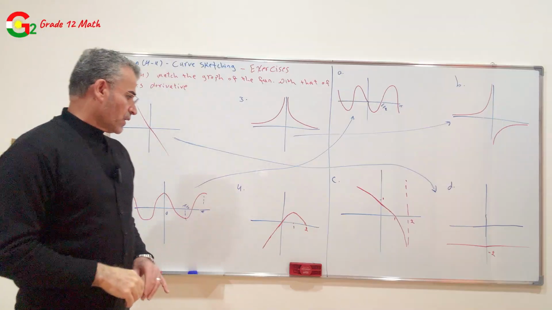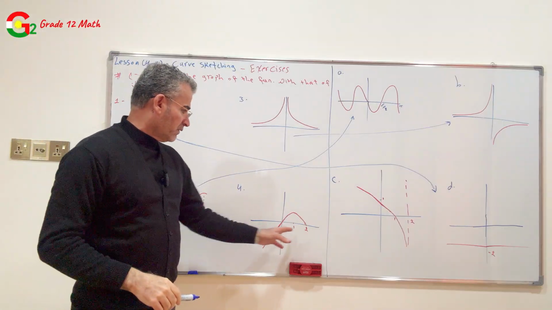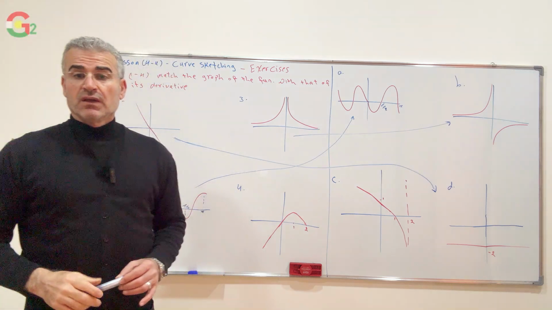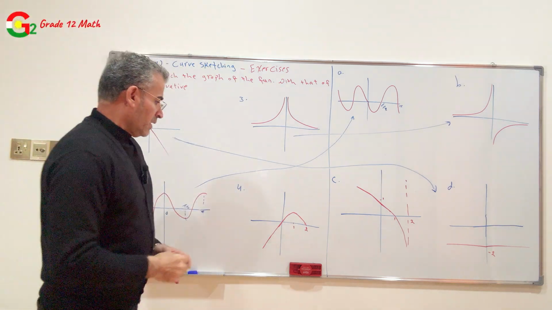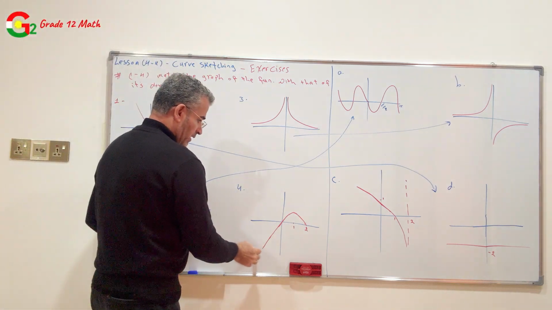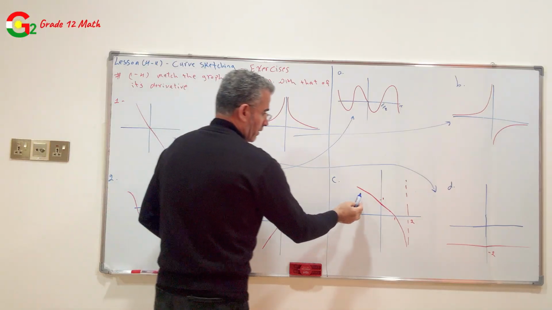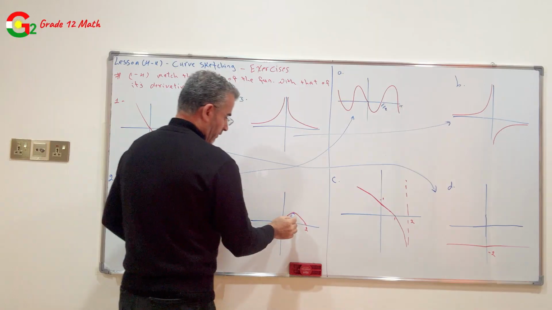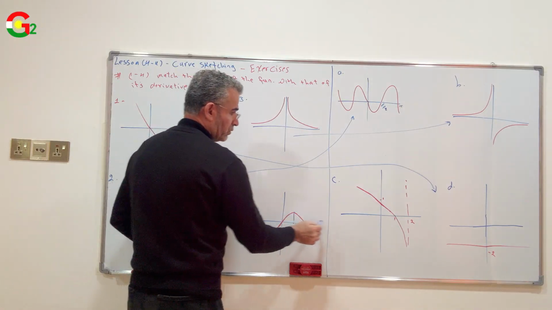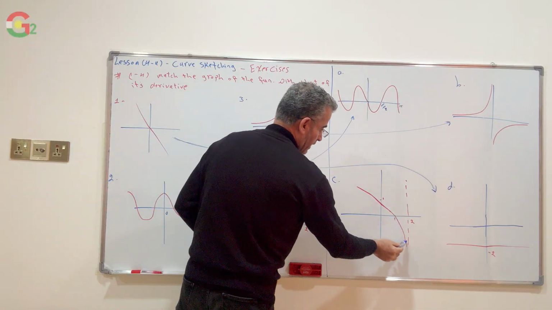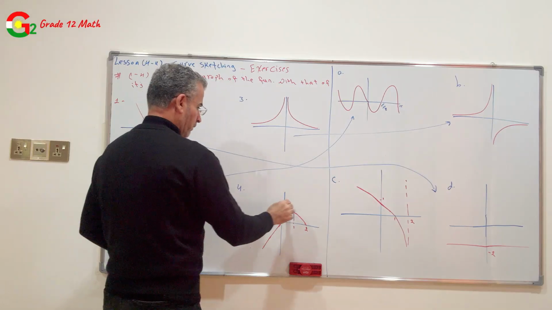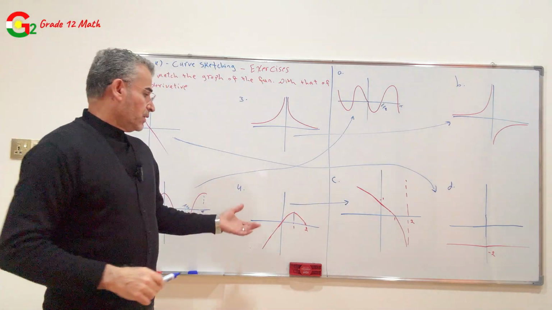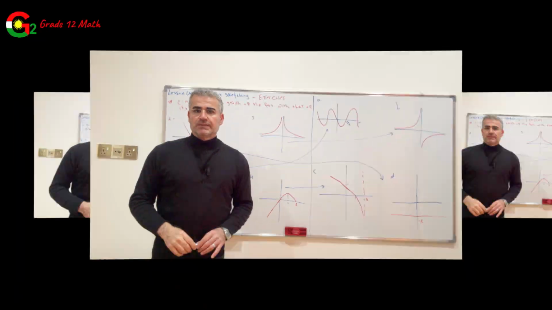Question number 4. The domain of this function is from negative infinity to 2. Also, the domain of this function is from negative infinity to 2, and the function is increasing from negative infinity to 1. Here, the function is over the x-axis from negative infinity to 1, and the function is decreasing from 1 to 2, and here the function is under the x-axis from 1 to 2. Therefore, the graph of the derivative of number 4 is C.